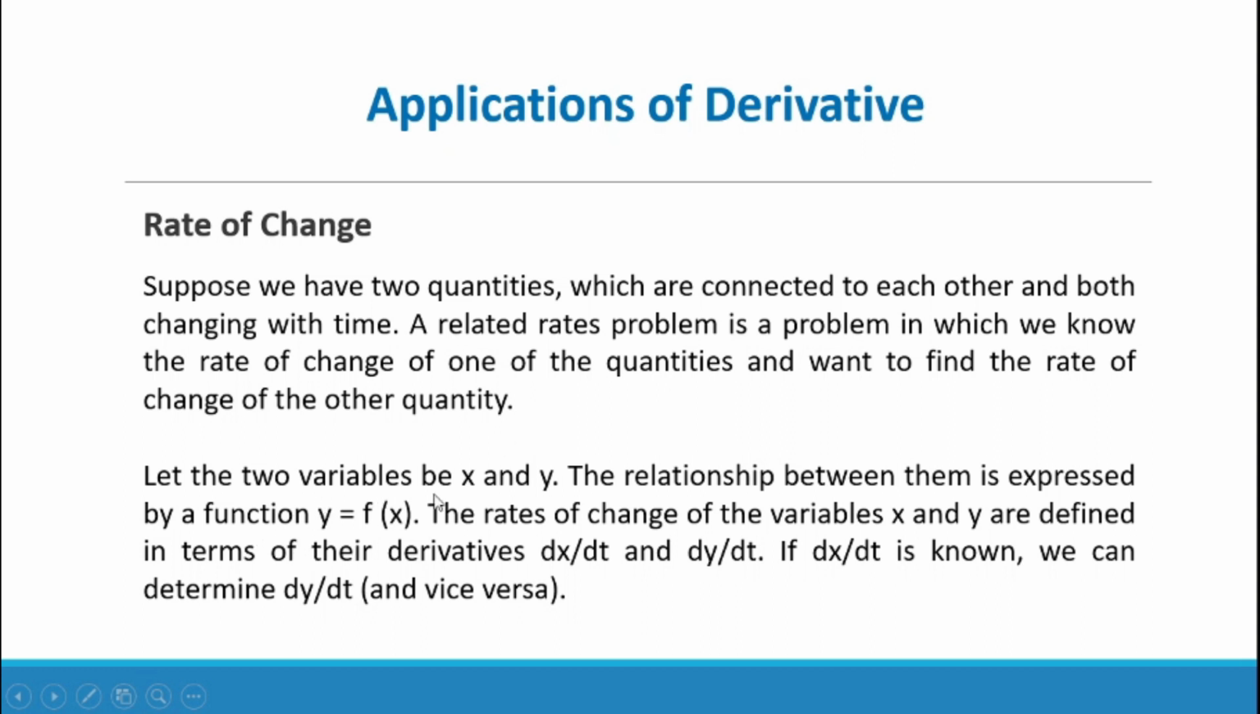Let the two variables be x and y. The relationship between them is expressed by a function y is equal to a function of x. The rates of change of the variables x and y are defined in terms of their derivatives dx over dt and dy over dt. If dx over dt is known, we can determine dy over dt and vice versa. So we're now dealing with time.